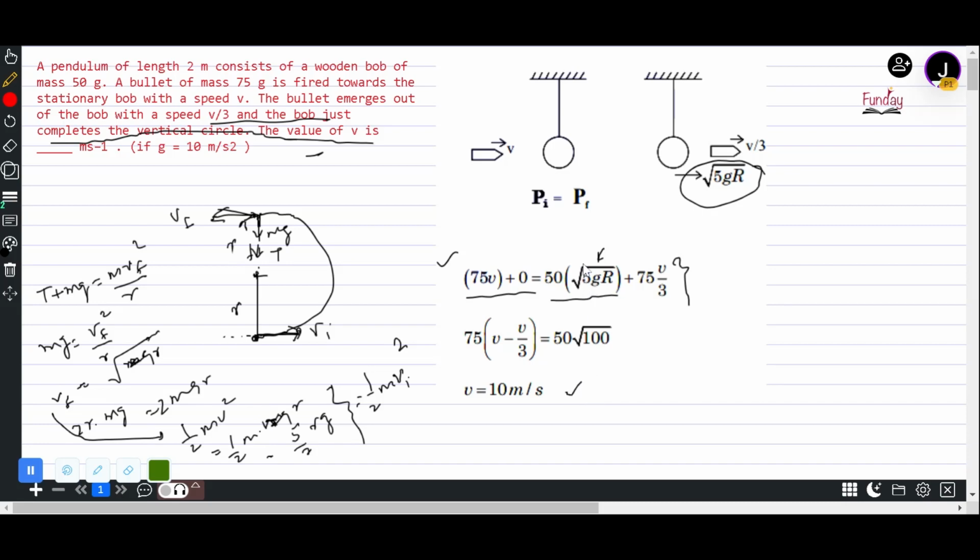I explained the concept of root 5 gr, from where that has come. So that was the most important part in this. So interesting question, and this appeared in JEE Mains.